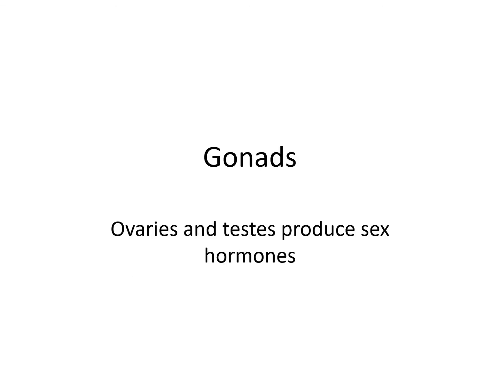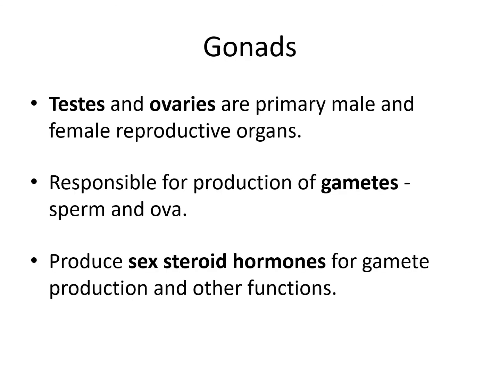The gonads are the ovaries and testes that produce the sex hormones. We'll talk more about them when we cover the reproductive system. But for now, we'll just give you a slight overview. The testes and ovaries are the primary male and female reproductive organs, and they're responsible for production of gametes, the sperm, the male, and ova in the female. And they produce the sex steroid hormones for gamete production and other functions.